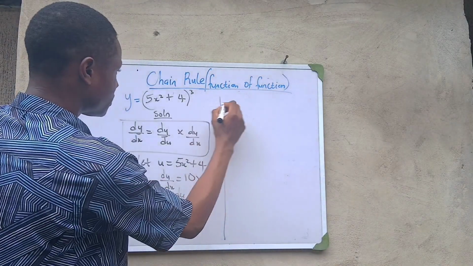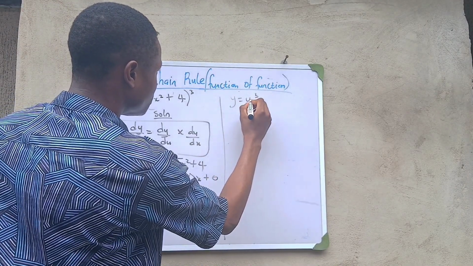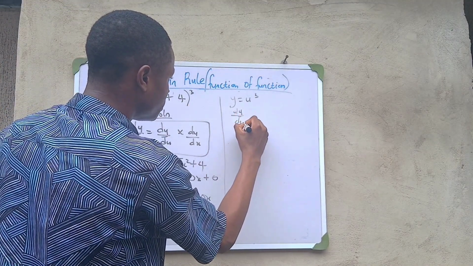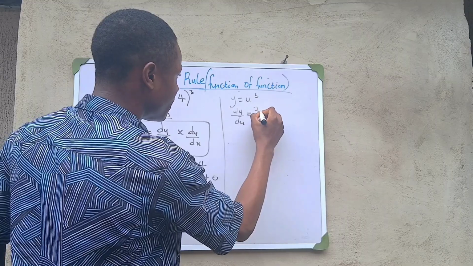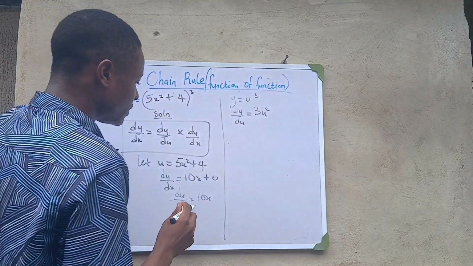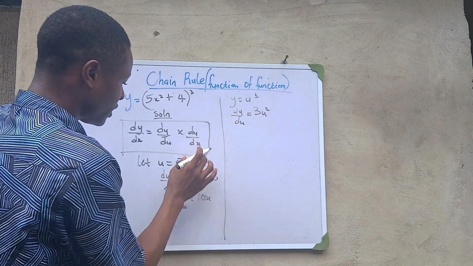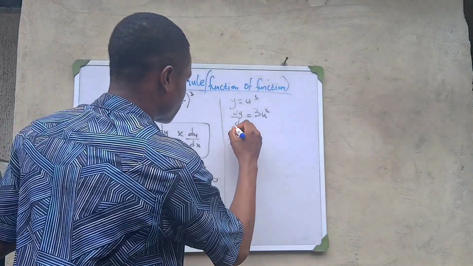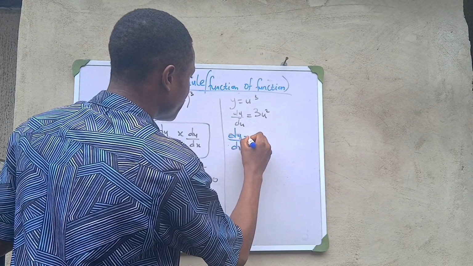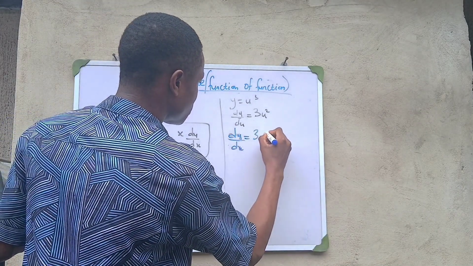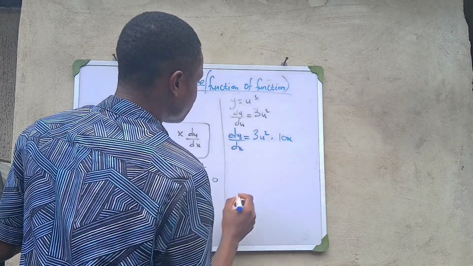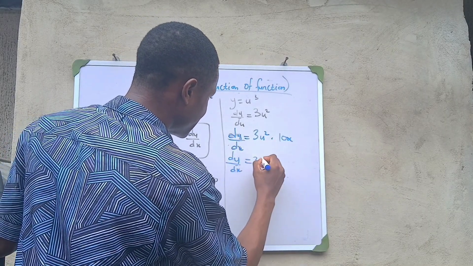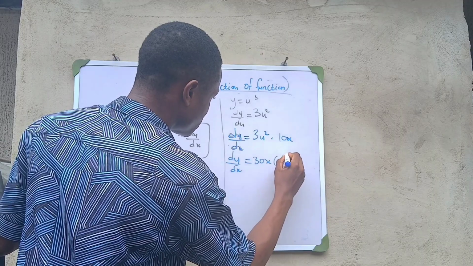So now, going back to this, we have y is equal to u cubed, where we replace this with u. So getting our dy over du, differentiating this, we have 3u squared. So now we have gotten our dy over du and our du over dx. Now we are going to multiply them. So our dy over dx is equal to 3u squared times 10x. So our dy over dx is equal to, this times this, we have 30x times u squared.